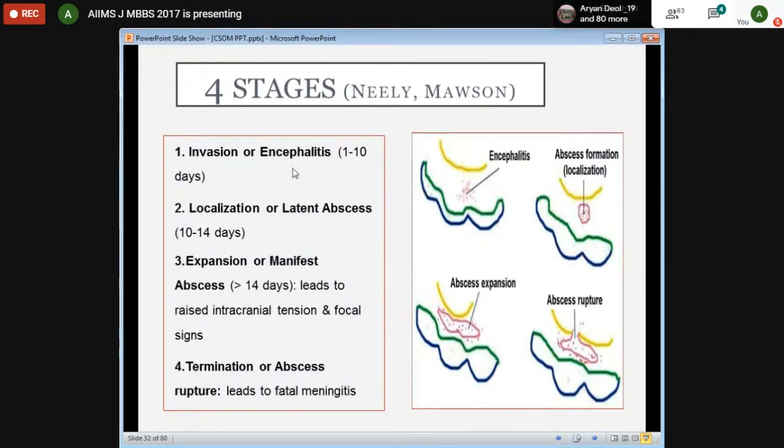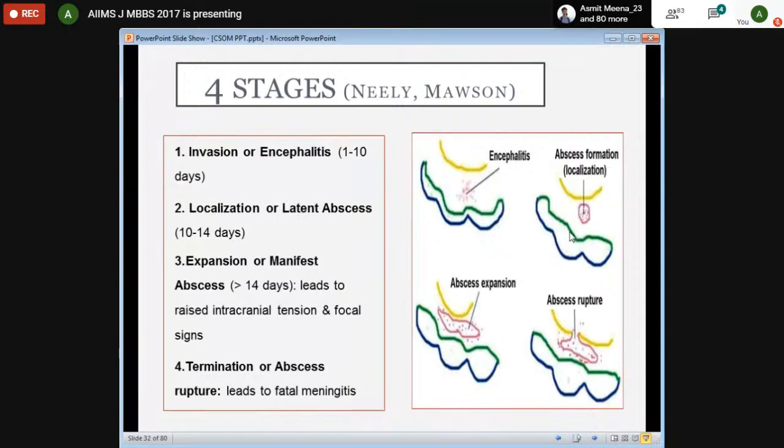Then nature tries to limit this disease by forming a capsule around the abscess. That is the localization, or latent abscess, for 10 to 14 days. Then gradually this abscess will start expanding. That is the expansion, or manifest abscess, that stays for more than 14 days.